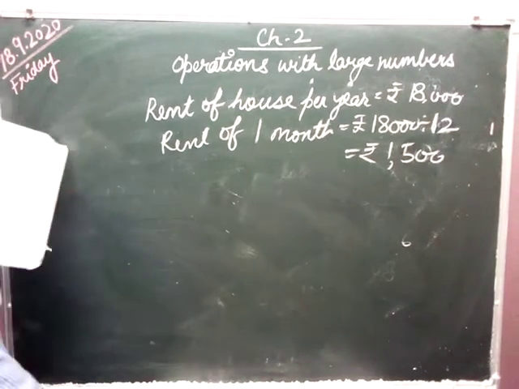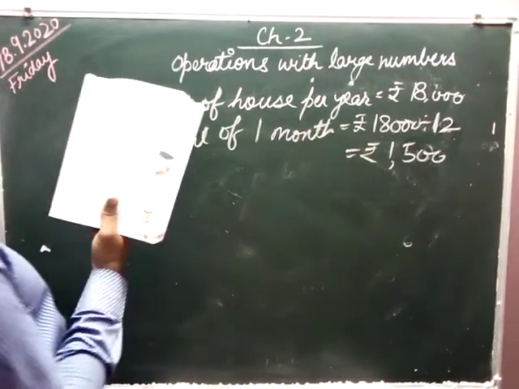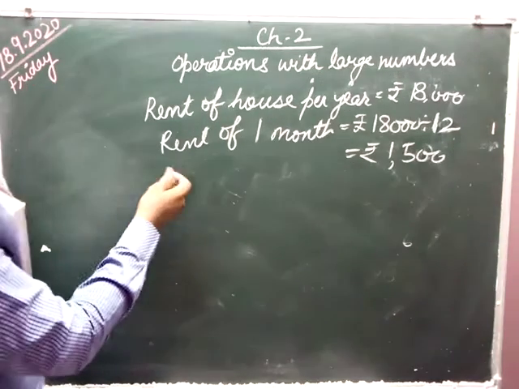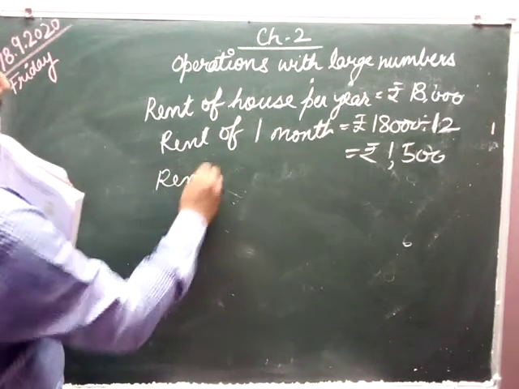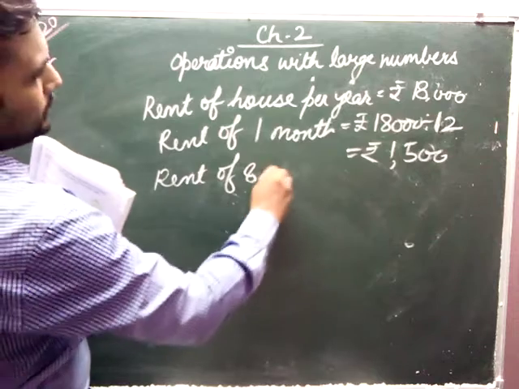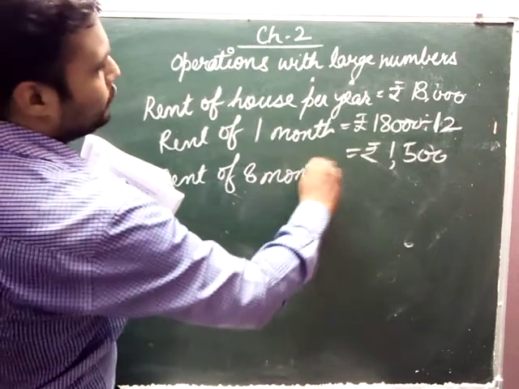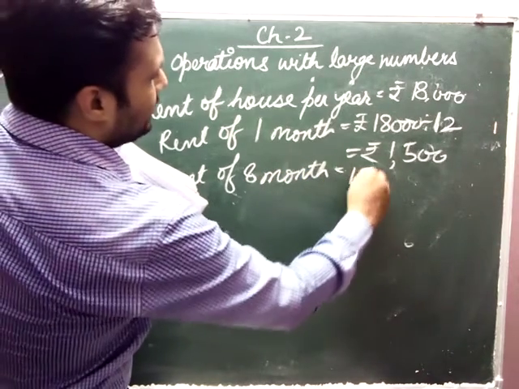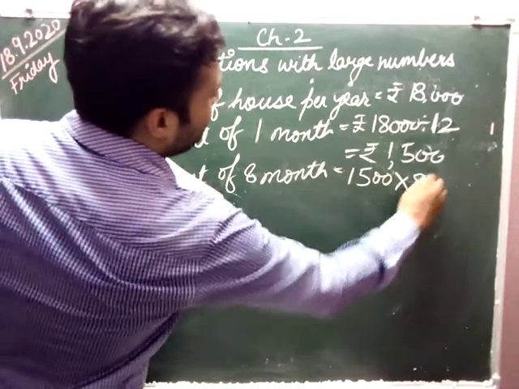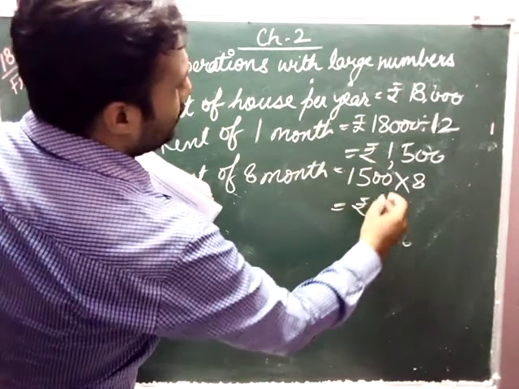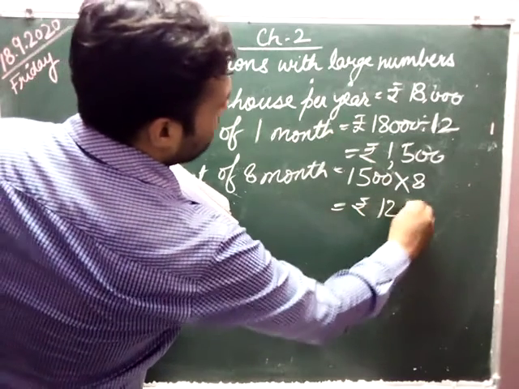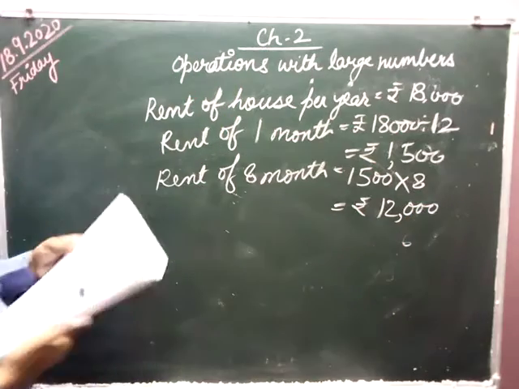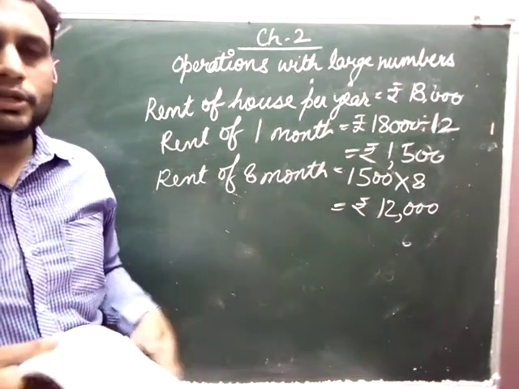We have to find the rent of 8 months. The rent of 8 months equals what we have to do? We have to multiply 1,500 by 8. So the answer is rupees 12,000. The 12,000 is the rent of 8 months. So in this way we can do the question.